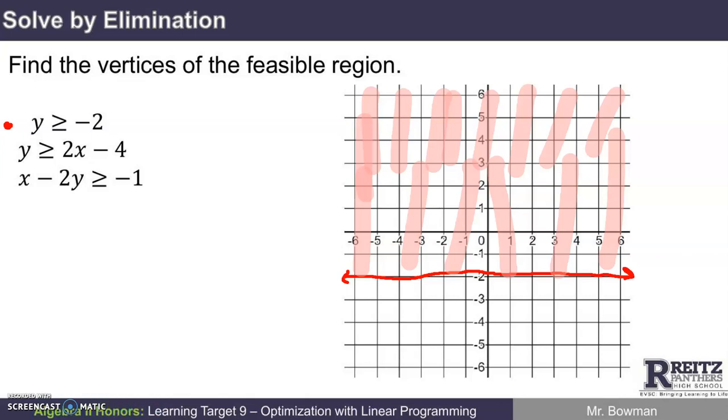Now I want to graph the inequality y is greater than or equal to, let me get blue here, y is greater than or equal to 2x minus 4. That's going to be the line with a y-intercept at negative 4 and a slope of 2, like so. And I need to make that line a solid line.